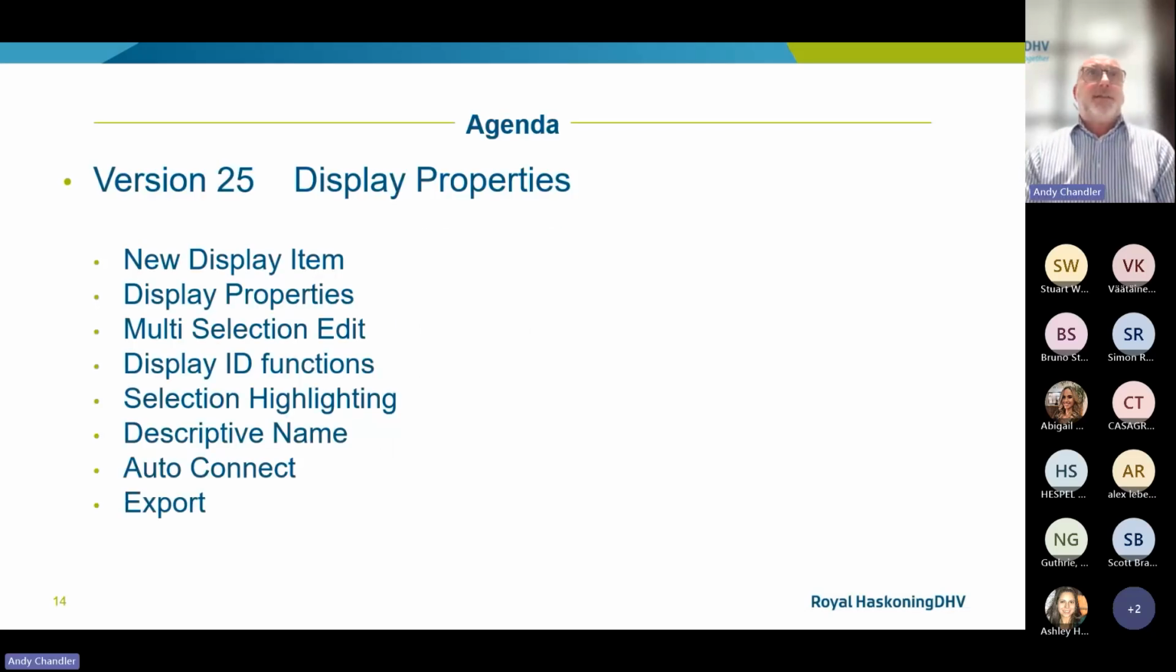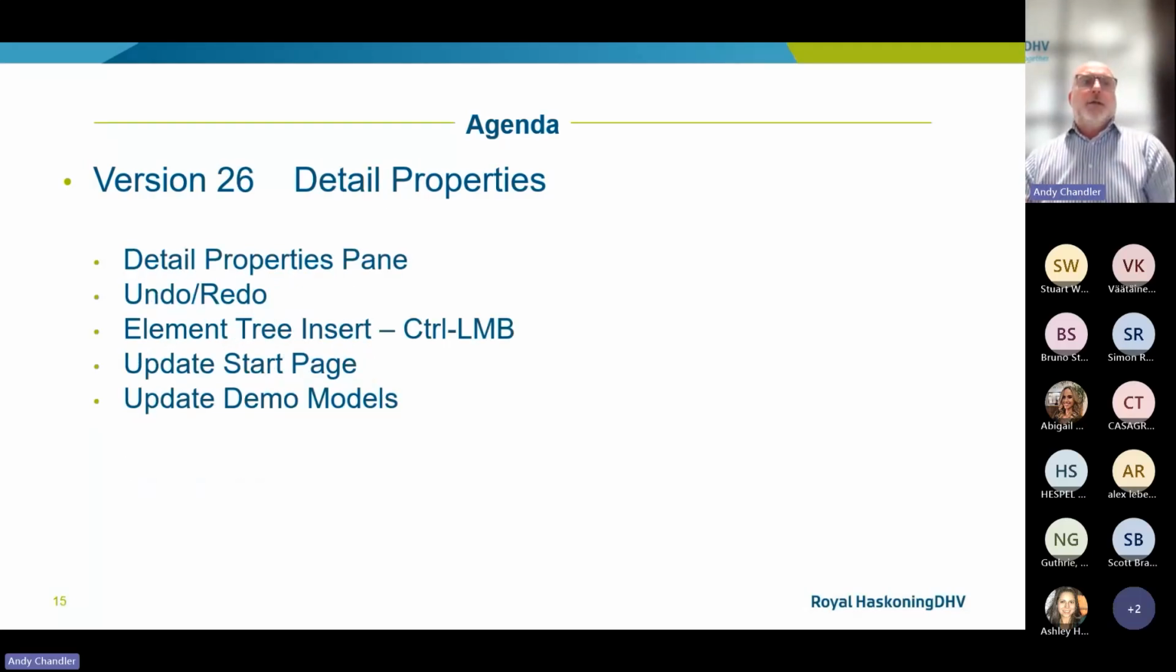Okay, so just briefly to wrap up then on some of the detail on version 25. The focus was all about the display properties with the new display item and the display properties pane, the ability to have multiple selections, the functions, selection highlighting, and then the descriptive name and auto connect that we've looked at. So that gets us to the 25 release, which was then extended to details in version 26.